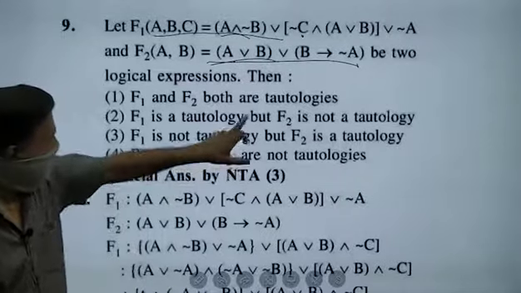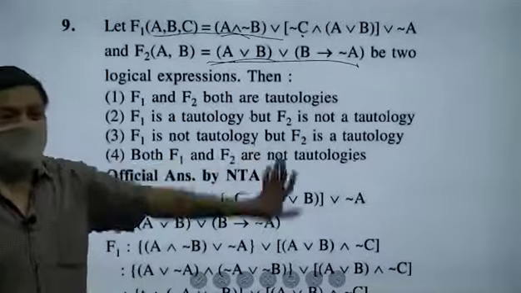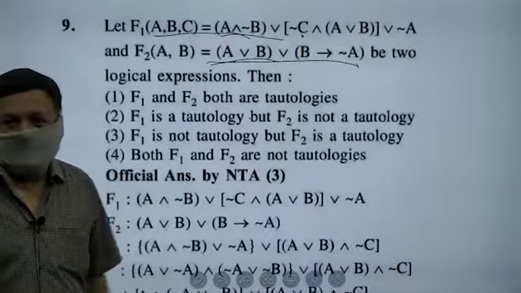You have to verify between these two. F2 is a tautology. F2 is a tautology, you will get, I think. Write truth tables and verify it. There is nothing for me to explain here.